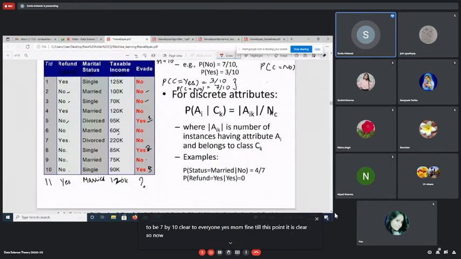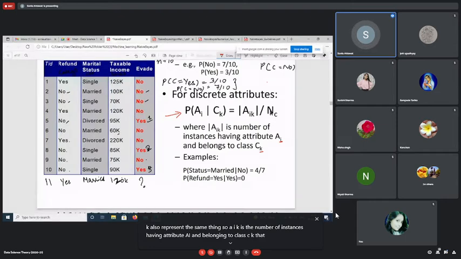So now after this, for discrete attributes. What does discrete attributes mean? When the values are 0, 1, 2, 3, 4, 5. For that, we have to calculate the probability like this: P of A_i, where the subscript i goes from 1 to n, that is 1, 2, 3, 4, 5. So it will be an integer type, not floating type. Similarly, k also represents the same thing. So A_ik is the number of instances having attribute A_i and belonging to class C_k.